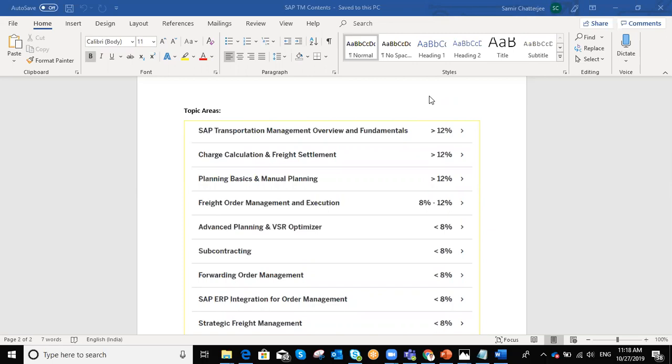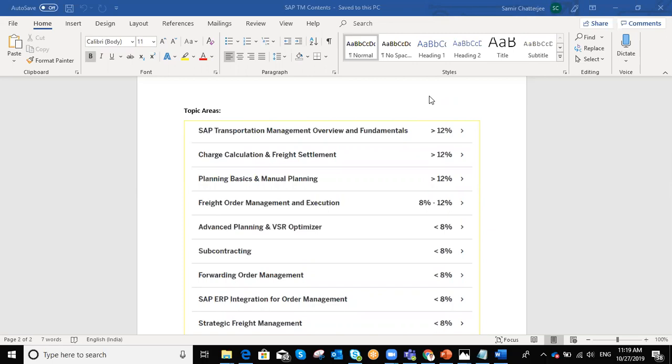Next is the freight order management and executions. Based on the transportation planning system, we will propose a number of freight orders. So we need to manage the freight orders depending upon the reduction in freight costing and minimize the transportation lead time. Okay, so our objective based on this freight order management will be two things: to reduce the freight cost, and second, to reduce the transportation lead time.